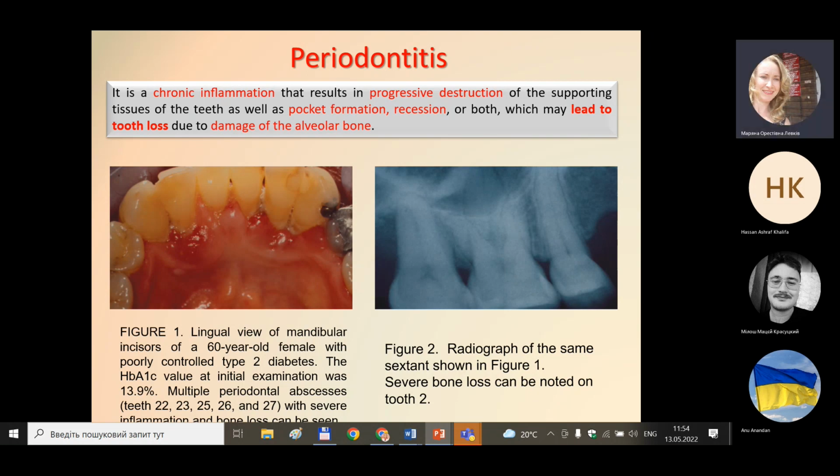Okay, so on these photos, you can see clinically periodontal abscesses, inflammation of gums, pocketing, gum recession, accumulation of plaque, calculus, all possible symptoms of periodontal pathology.